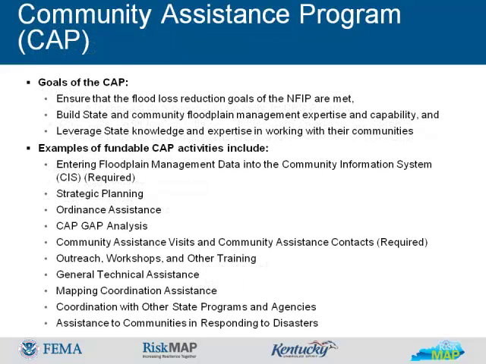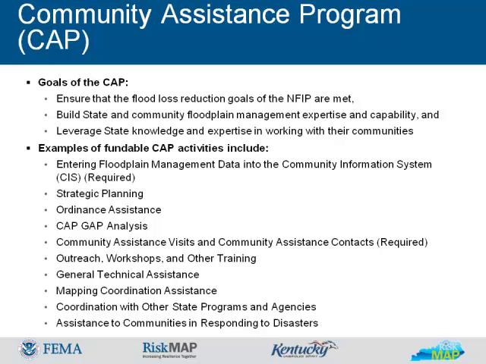The Community Assistance Program, or CAP, is a product-oriented financial assistance program directly related to the flood loss reduction objectives of the National Flood Insurance Program. The National Flood Insurance Program prohibits FEMA from providing flood insurance in a community unless that community adopts and enforces floodplain management measures that meet or exceed minimum criteria.